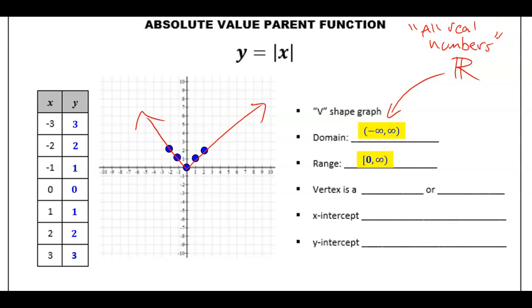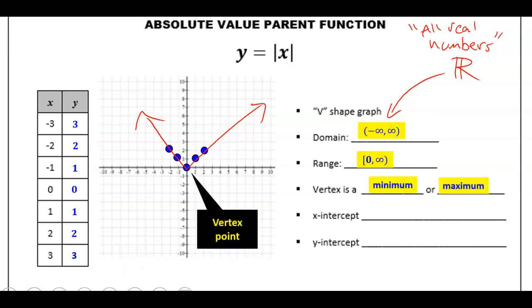Now, where's the vertex? 0, 0. What's another name for that 0, 0 point? The origin, okay? That vertex can either be a minimum or a maximum, okay? And then your x-intercepts, sometimes it crosses once, sometimes it crosses twice, sometimes it doesn't cross at all, okay? And in this case, the y-intercept is also the x-intercept. They both cross at 0, 0. Okay, enough of that. This is what's on your notes, okay?